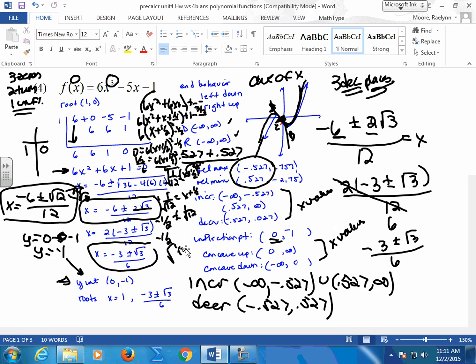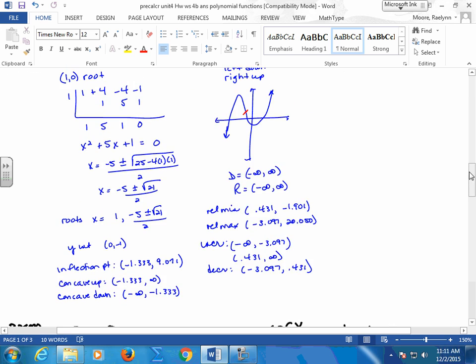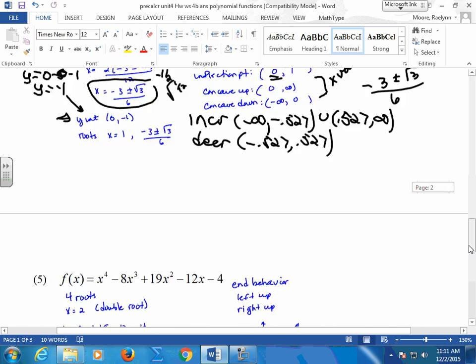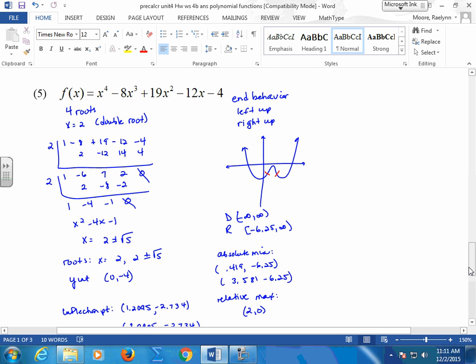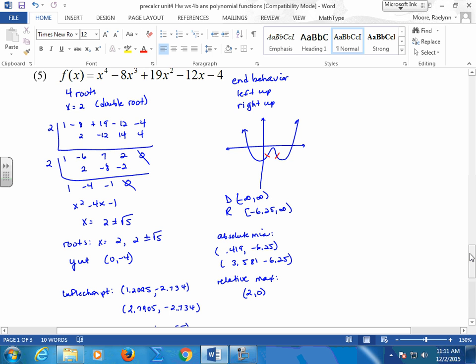All right, let's hit the last one. The last one seems to be the problem one. Okay. So, how many zeros does this have? How many zeros? 4 zeros. 3 turns. How many inflection points? 2 inflection points. Okay.